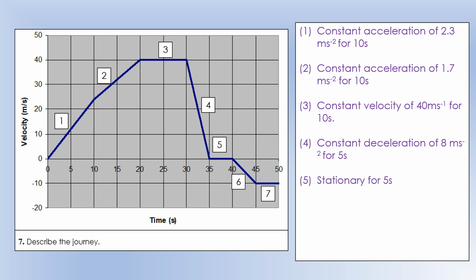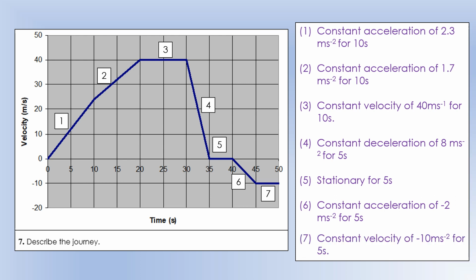It's stationary for 5 seconds. It has a constant negative acceleration, and it's really important we don't use the word deceleration here because speed is actually increasing during the section. So it's constant acceleration of minus 2 and then constant velocity of minus 10 for the remaining 5 seconds.